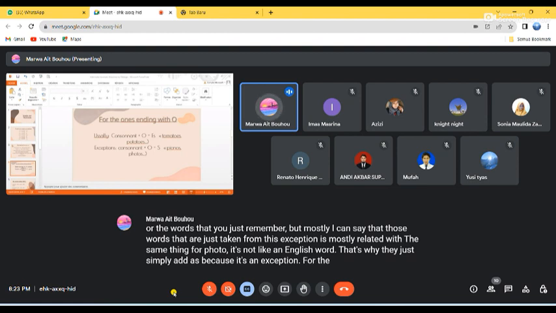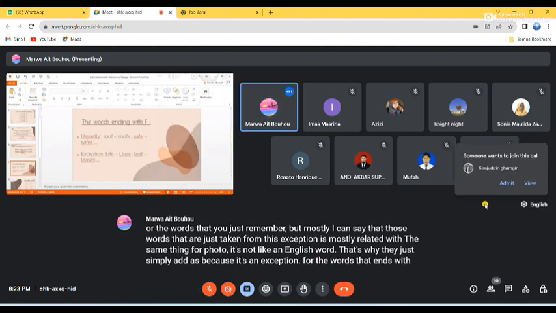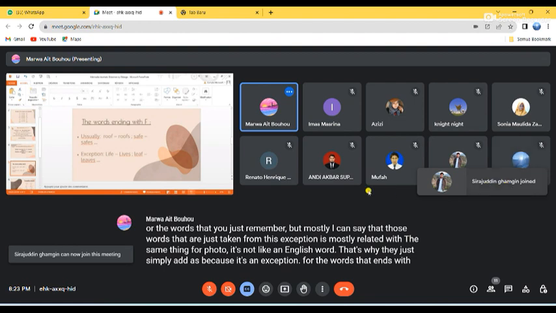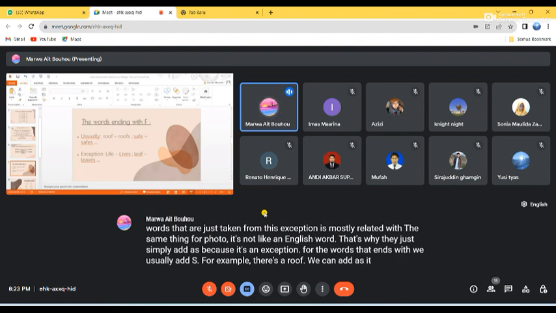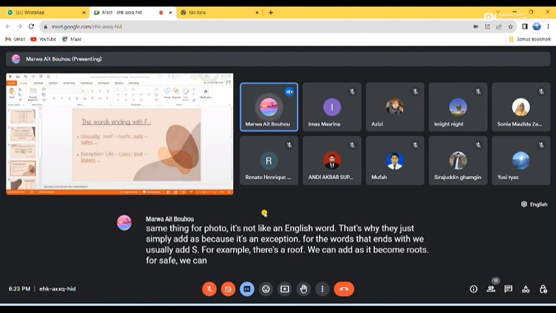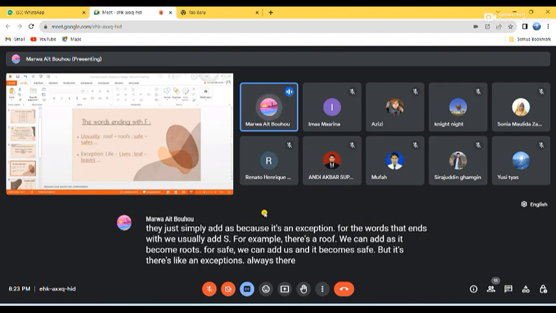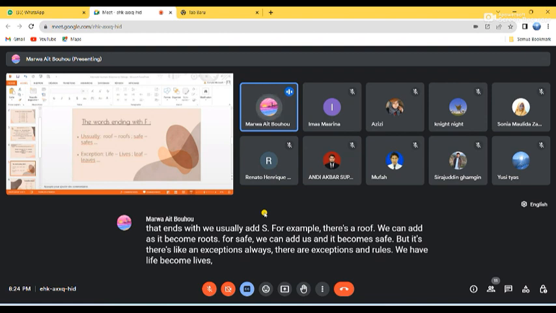For the words that end with F, we usually add S. For example, there's a roof, we can add S, and it becomes roofs. For safe, we can add S and it becomes safes. But there are exceptions. There are always exceptions to rules. We have life becoming lives, leaf becoming leaves.